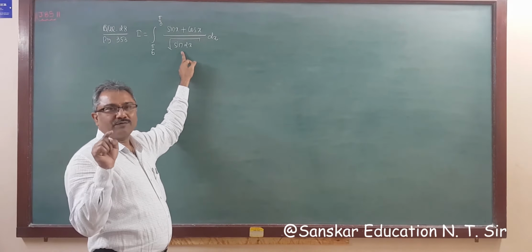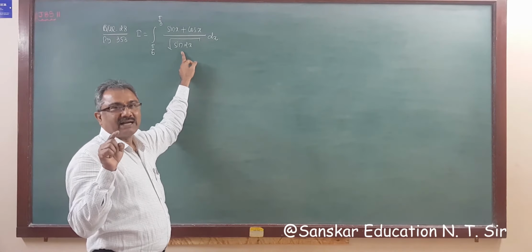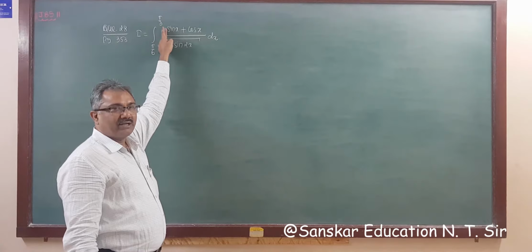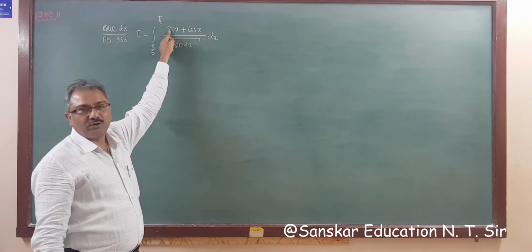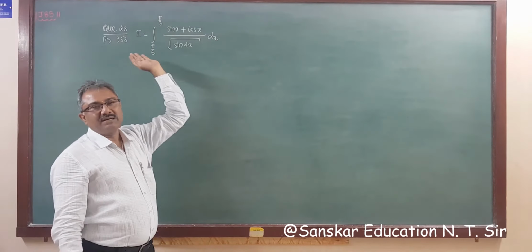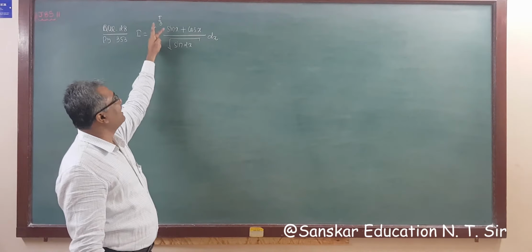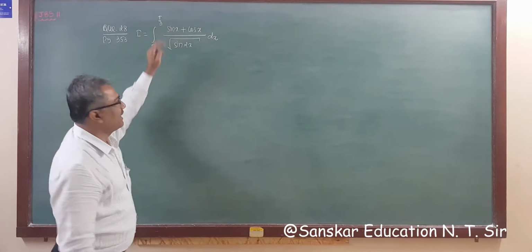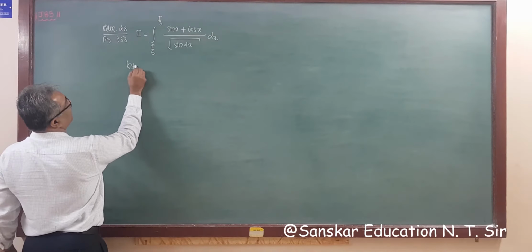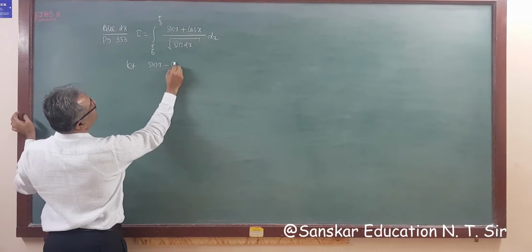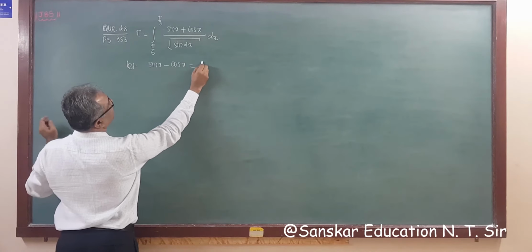But you have to look out for what you have to see. Which one is sin? If sin is plus, then you have to take cos negative. So here sin is plus, so we will take cos negative. So what will we assume? Sin x minus cos x, because sin plus then cos minus. So we assume that let sin x minus cos x is equal to t.